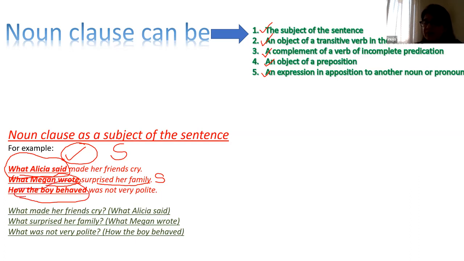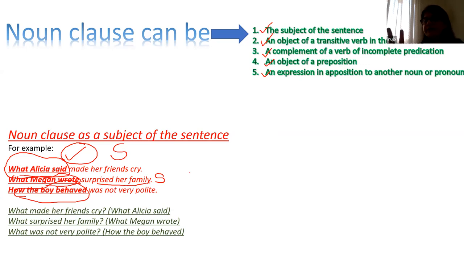Now, how do you know it is the subject of the sentence? What is the question you ask? Who was not very polite? So either you ask the question what or who was, how the boy behaved. So we ask, what was not very polite? You ask with the verb, what was not very polite? And the answer is how the boy behaved was not very polite. So when you ask these questions to the verb, then you get an answer showing whether it is a subject or not.